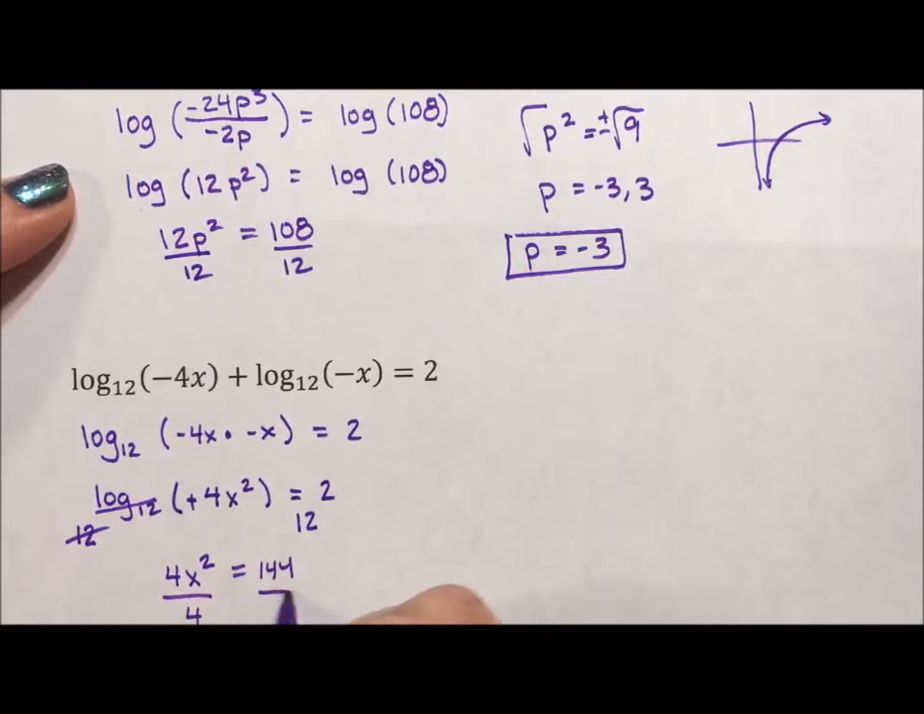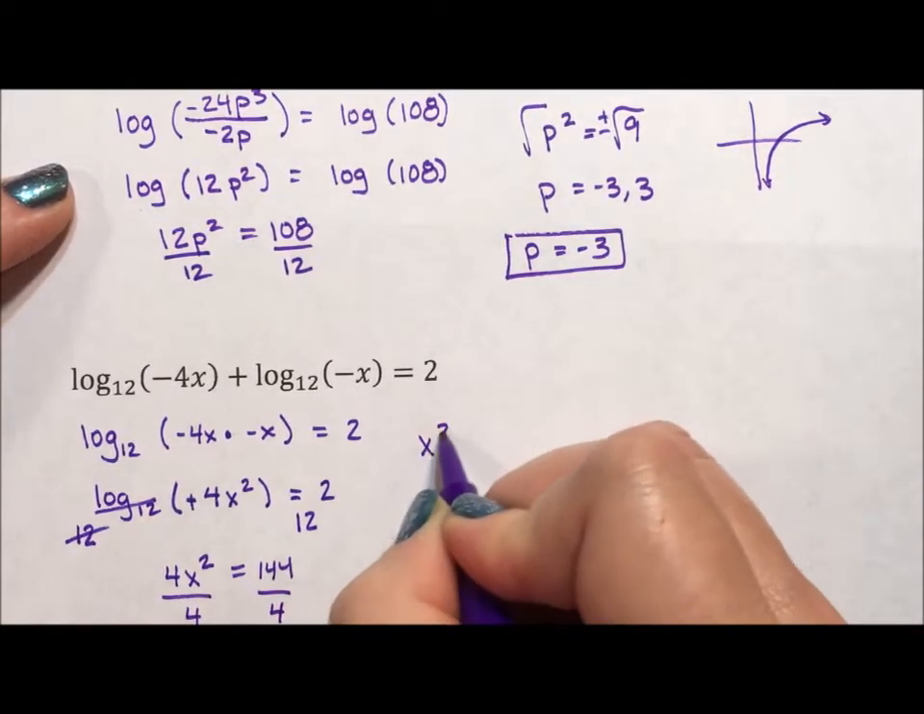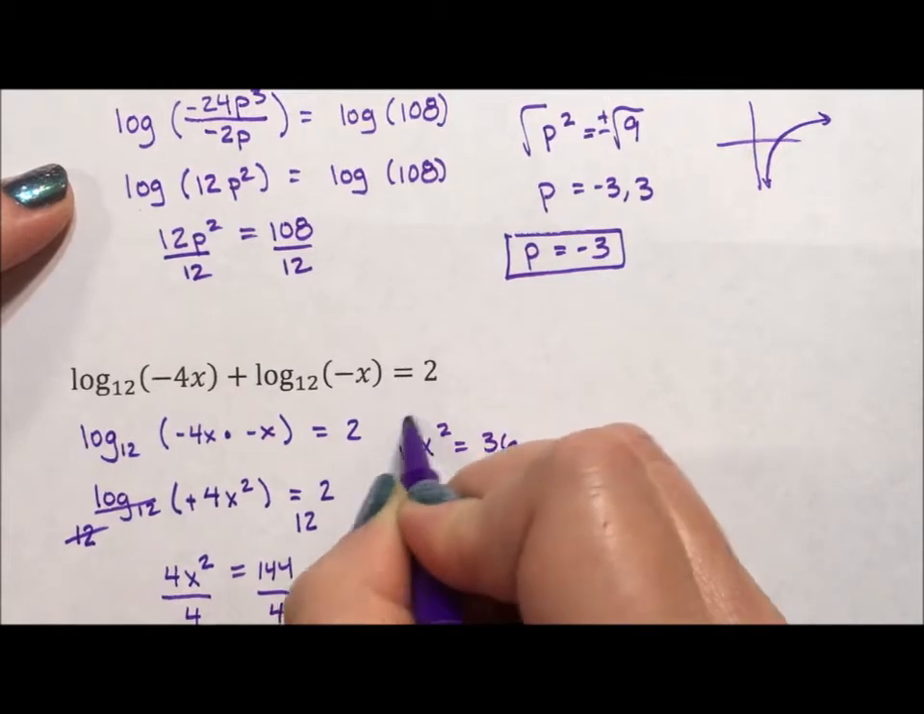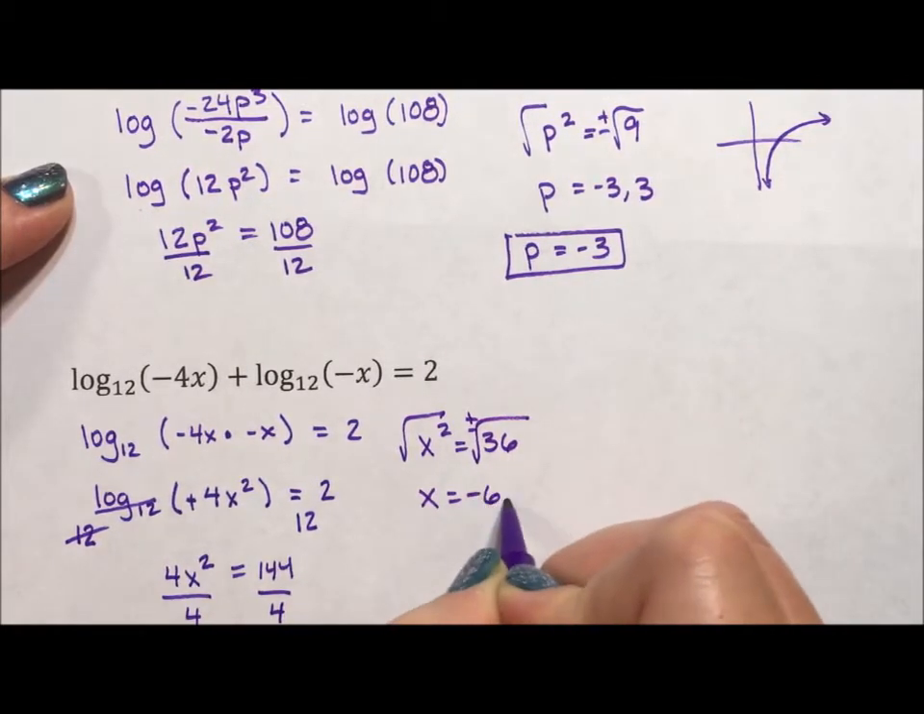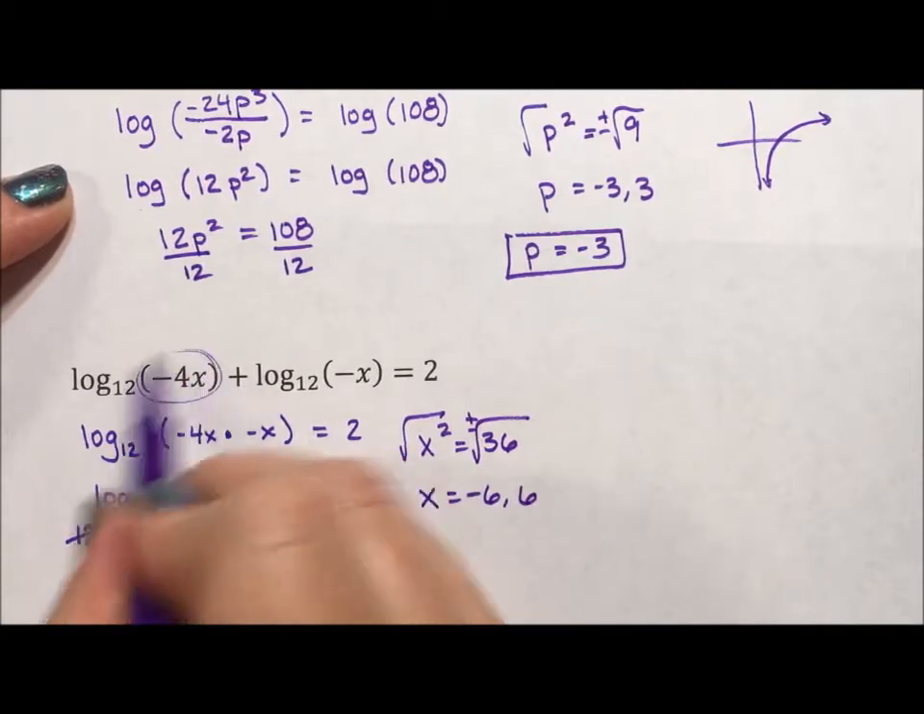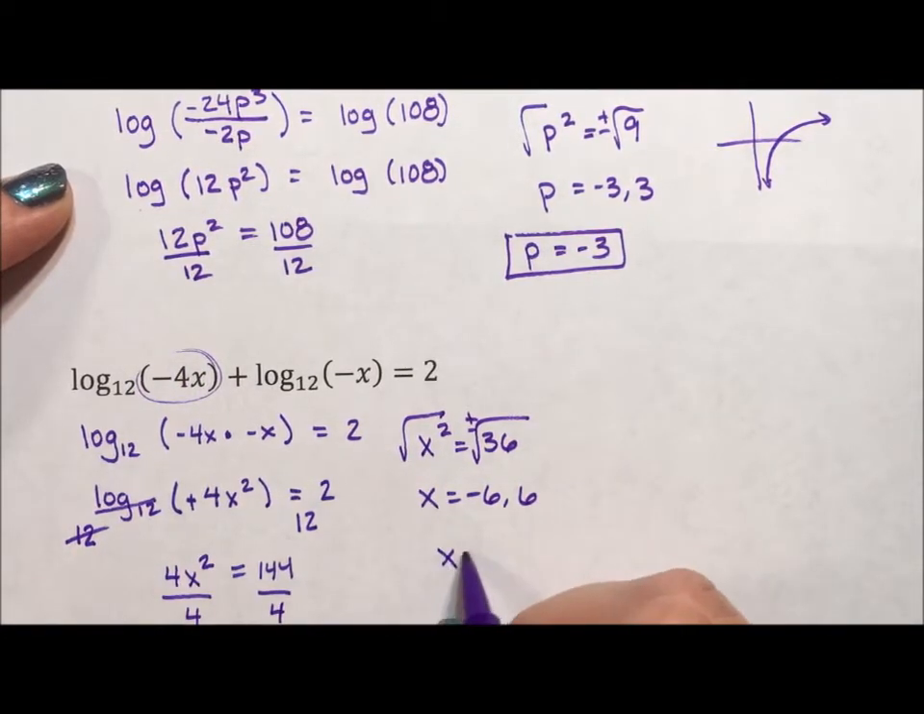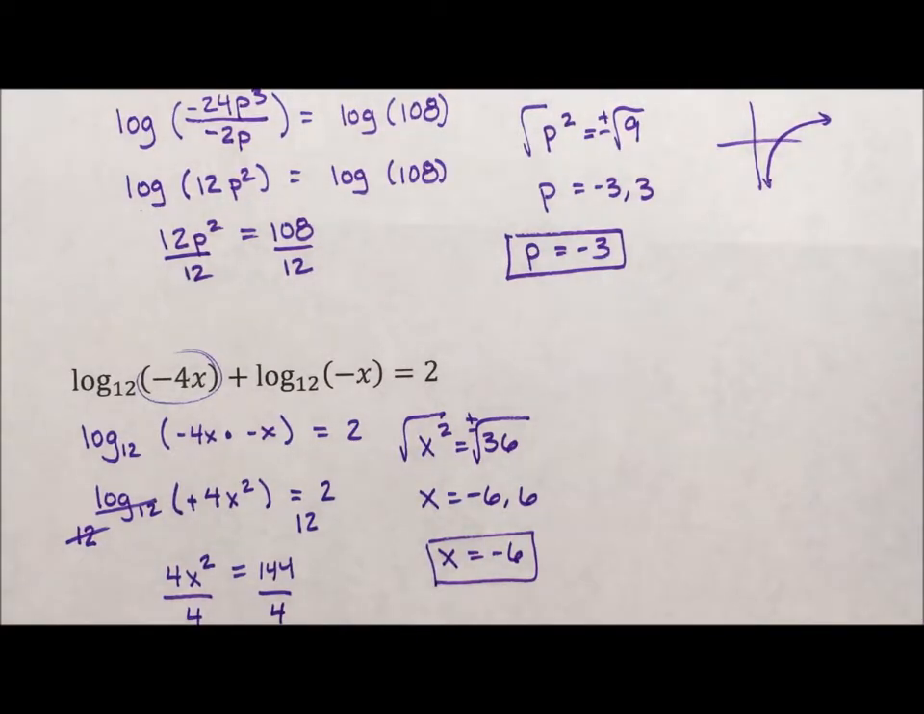If I divide by 4, I get that x squared is equal to 36. And again, when I square root, that squared means two solutions. I get negative 6 and positive 6. Again, the arguments have to be positive, so the only answer that is allowed is negative 6.